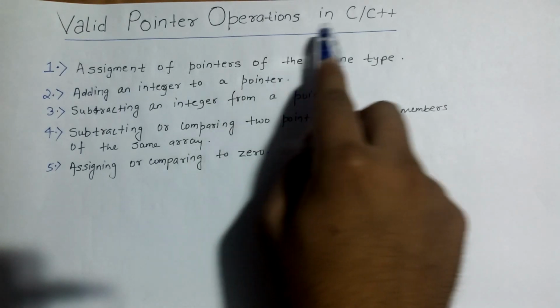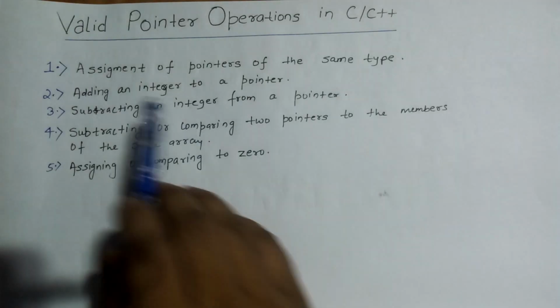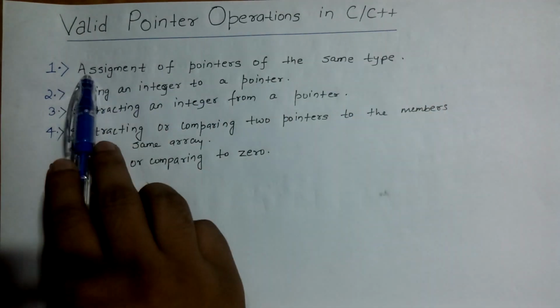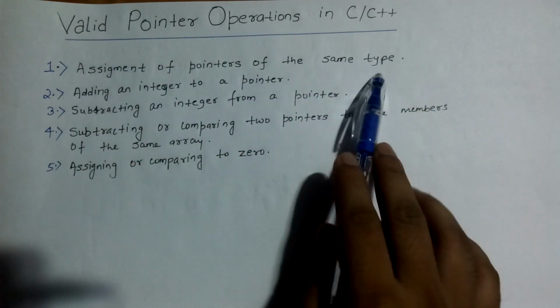Valid pointer operations in C and C++. What are the valid operations on pointers in C++? First is assignment of pointers of the same type.